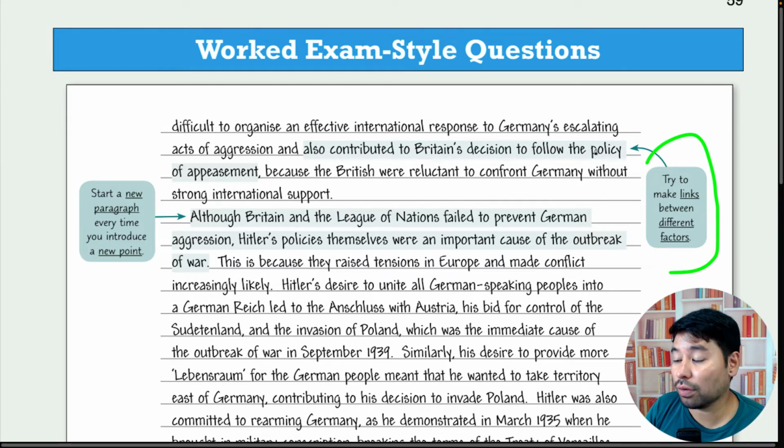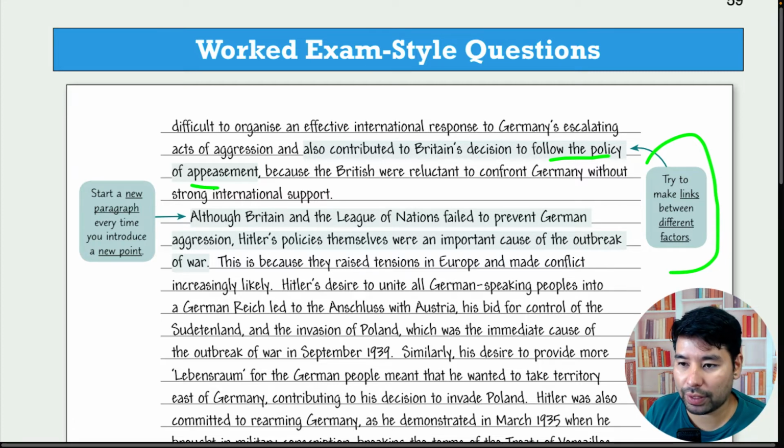Okay, so continue. Follow the policy of appeasement because the British were reluctant to confront Germany without strong international support. They wanted help, right? Although Britain and the League of Nations failed to prevent German aggression, Hitler's policies themselves were an important cause of the outbreak of war.